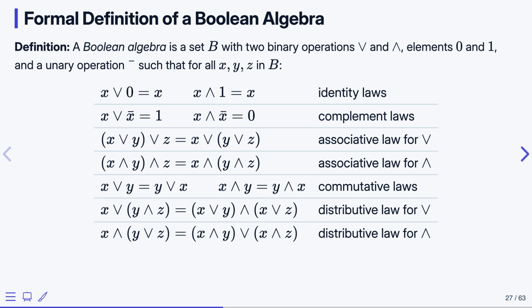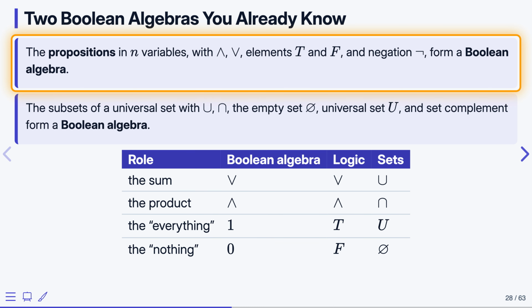Notice we never say what the elements of B are. That is the whole point. Any set of any kind counts as long as its operations obey these laws. The point of the abstract view is that many different things obey the same laws. We have already studied two of them.